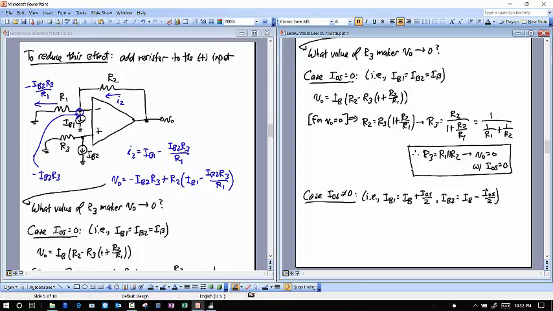I'm going to take that same equation for V naught that I had before. So there it is on the left side there. Let me rewrite that. So that's going to be minus IB2 times R3 plus R2 times IB1 minus IB2 times R3 over R1.